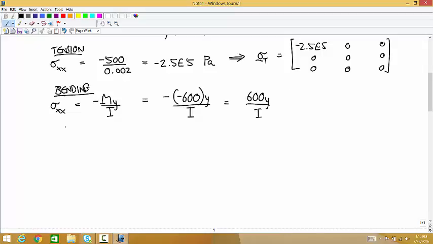The max total XX is when y is a minimum, because that's what makes this value negative.